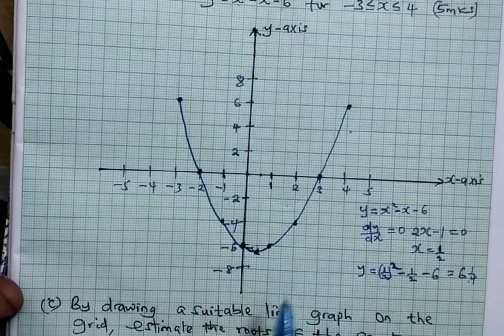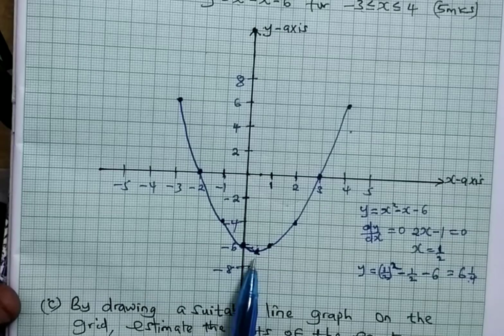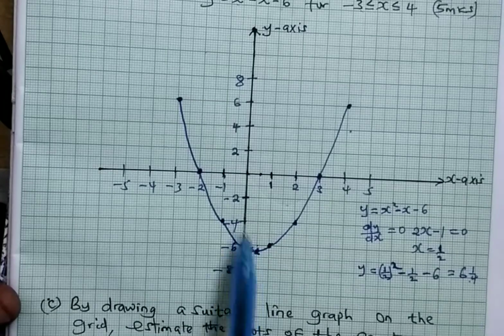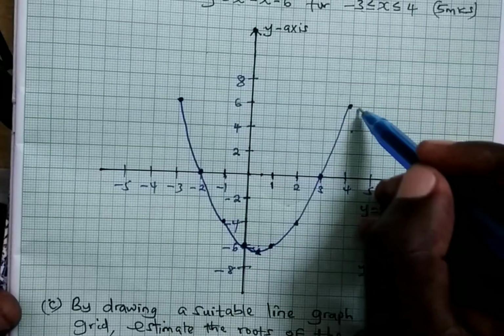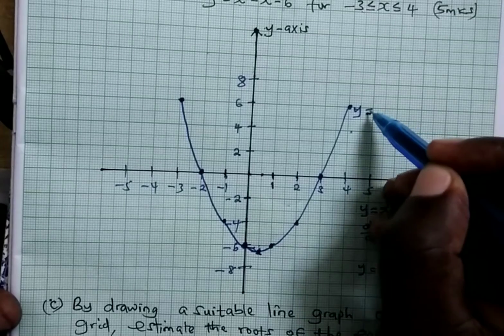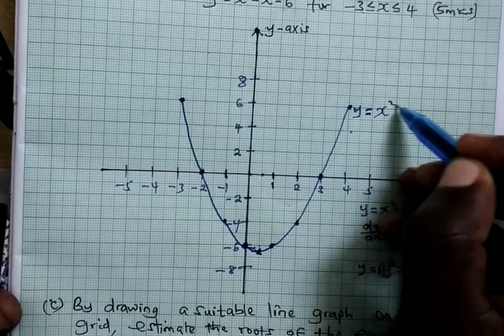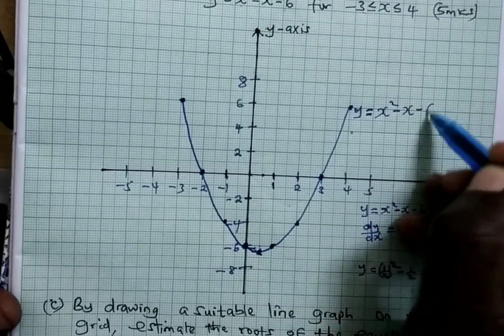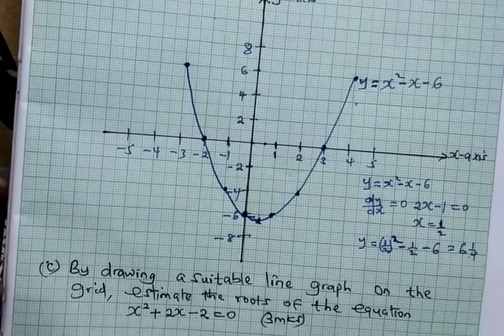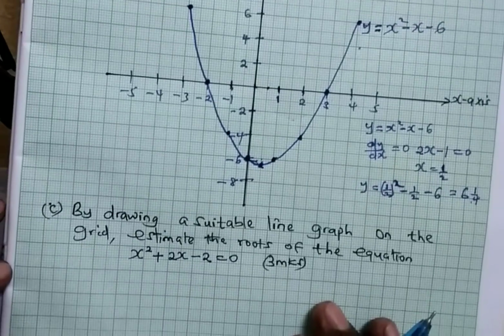It is always important to note that for you to score your full marks, you must always plot this point where the curve is turning. So we have to name our function or our curve where y is equal to x squared minus x minus 6, and by so doing now, you have done part B of the question very well.